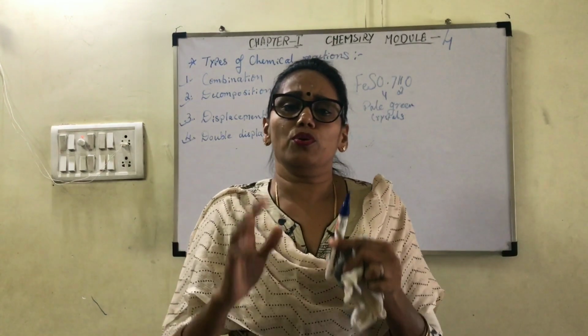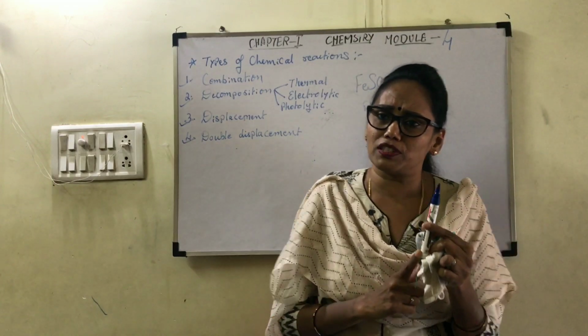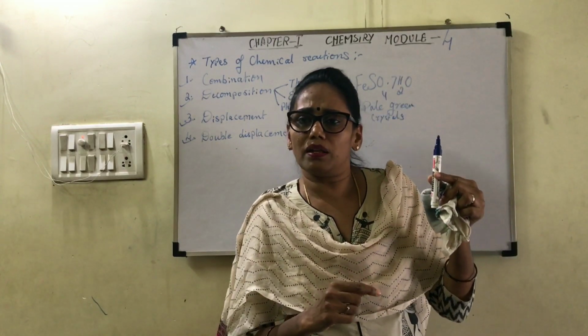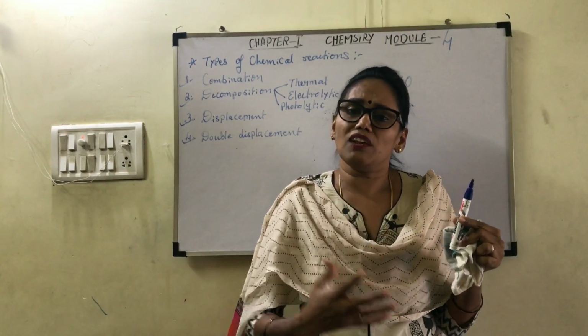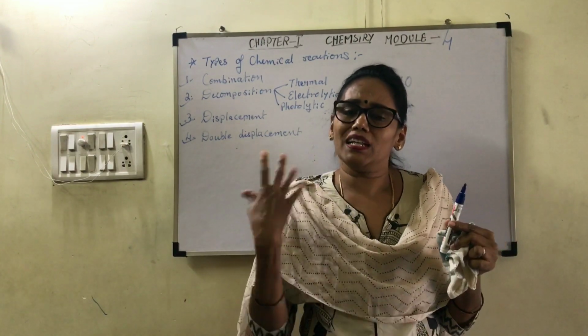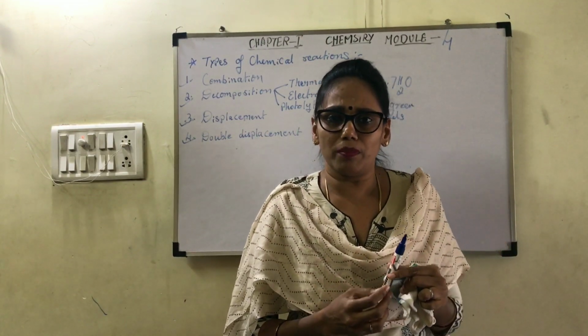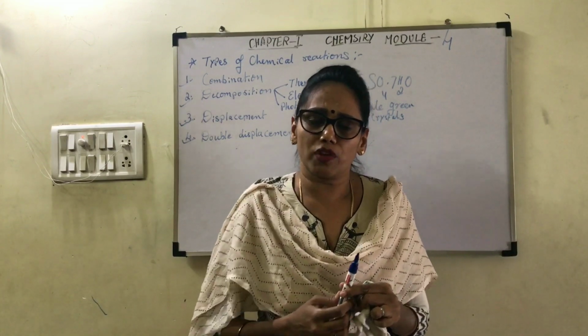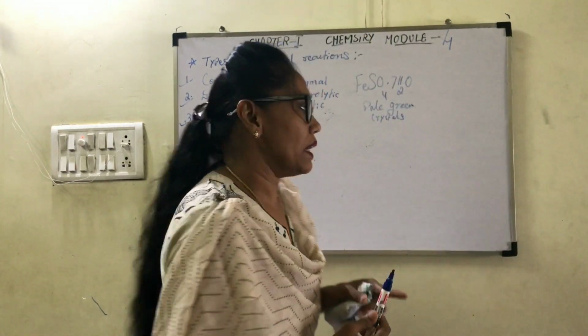Now, what happens when you keep this white ferrous sulfate for some time? Switch off the Bunsen burner and keep it for some time. By itself, it turns into pale green. Where did that water of crystallization come from? It is from the atmosphere. So, this is a repeatedly asked question.